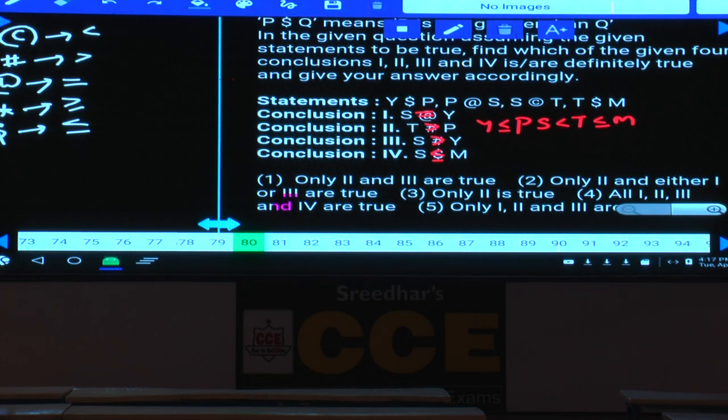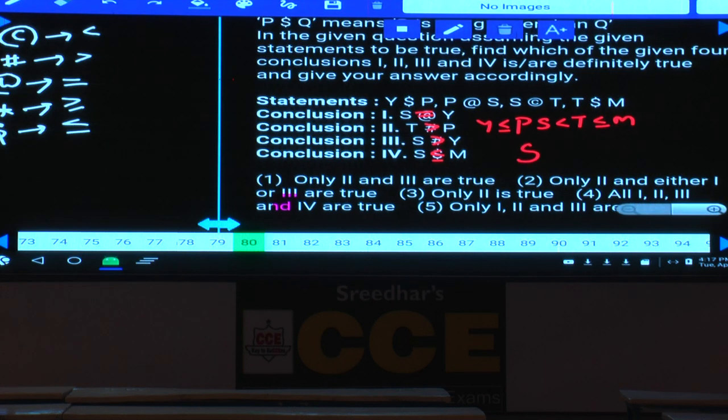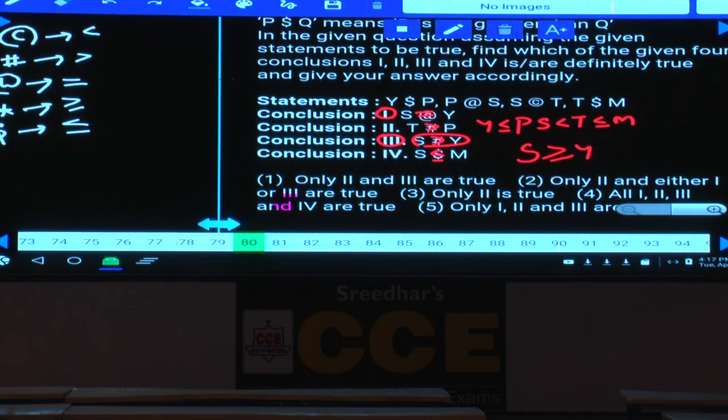Then the relation between S and Y. Y lesser than or equals to S, that means S is greater than or equals to Y. S can be either greater than or equals to Y. Hence, between the first and the third, in the third one it is greater than, and in the first one it is equals to, hence either 1 or 3. Done with this? As of now, either 1 or 3.